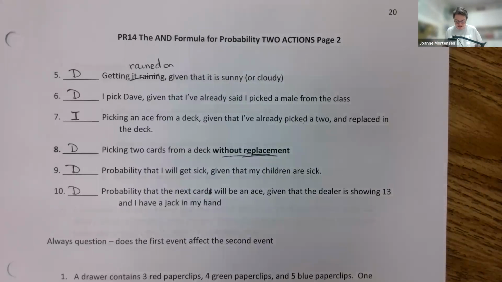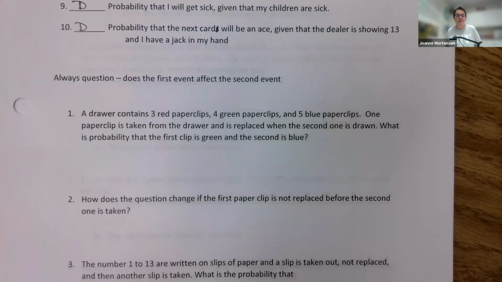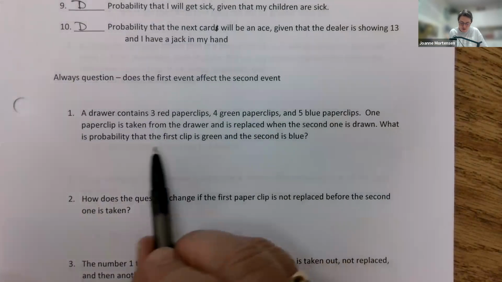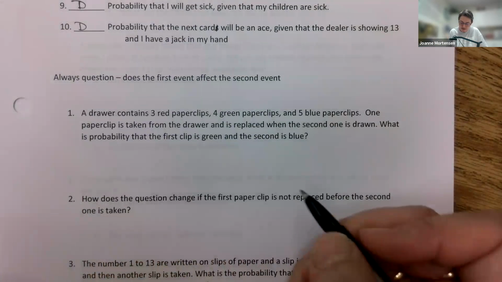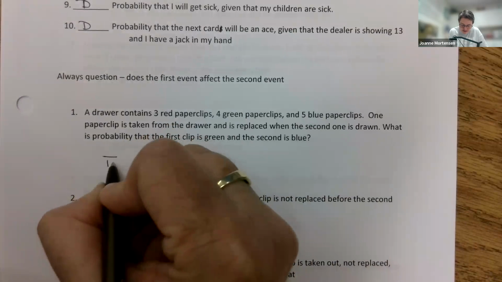Okay, let's do the questions and see where we go here. Oh, look, it's a paperclip question. A drawer contains some paperclips. One paperclip is drawn from the drawer, is replaced, and the second one is drawn. Here we go. What is the probability the first clip is green? Okay, so 3 and 4 and 5 gives me a sample space of 12.